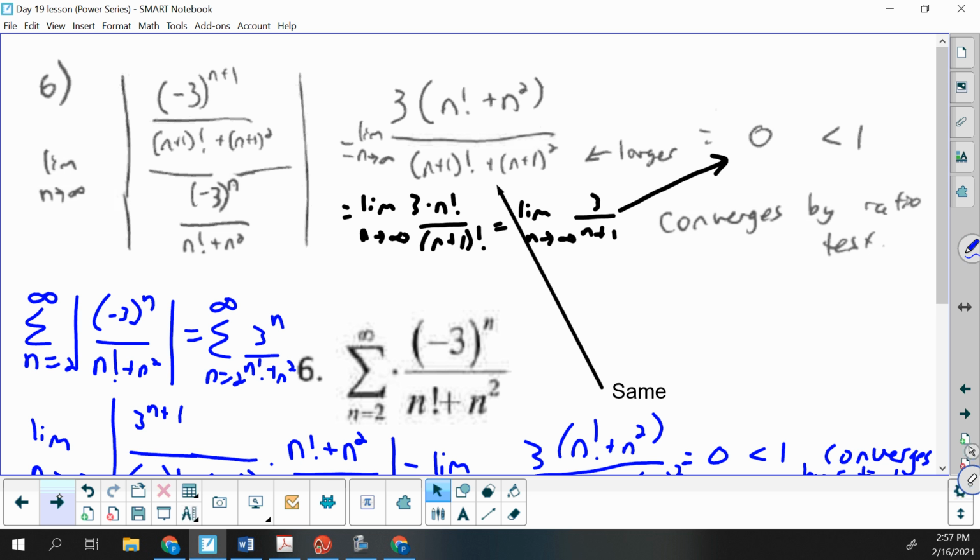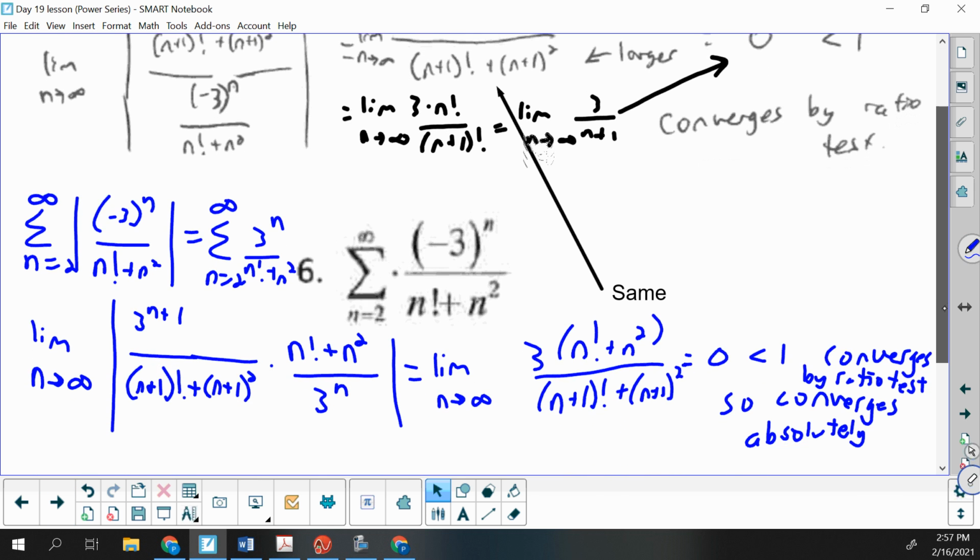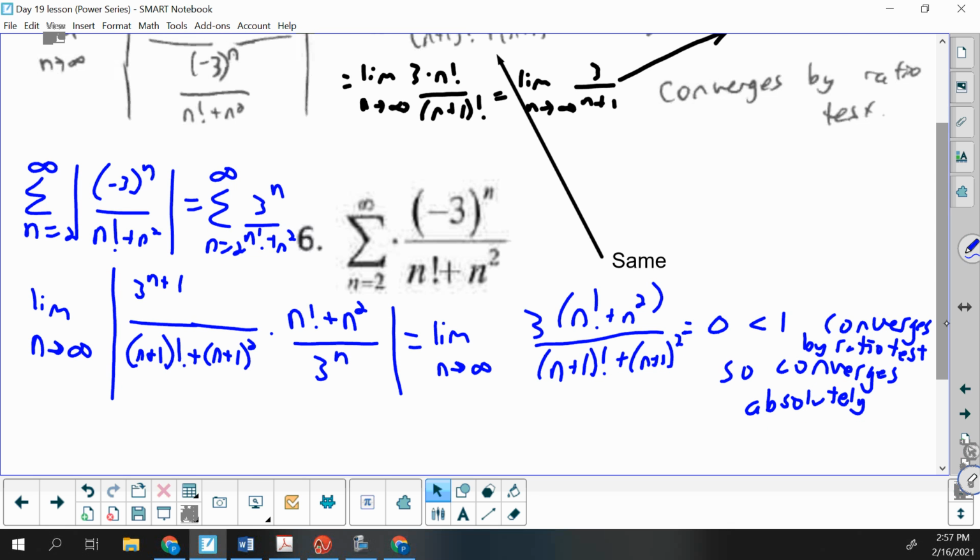Well, that'll give you 1 extra n plus 1 on the bottom. So as n goes to infinity, that's going to head to 0, which is less than 1. So our original is converging by the ratio test. When you do the absolute value of that, essentially you're going to end up with the same thing, because our ratio test did the absolute value of it anyway. So therefore, you will get it to converge absolutely.